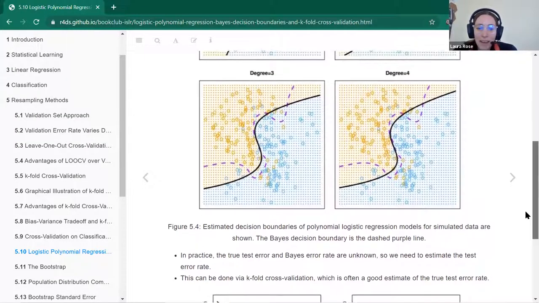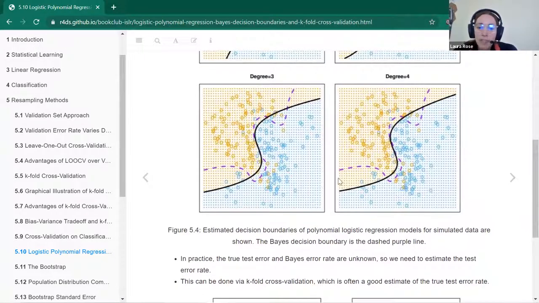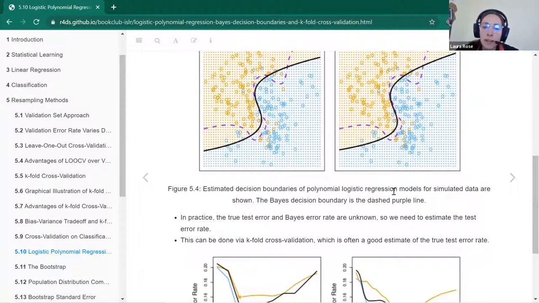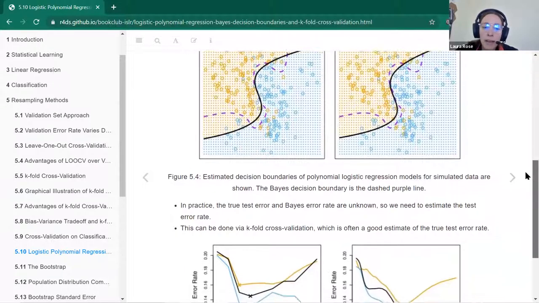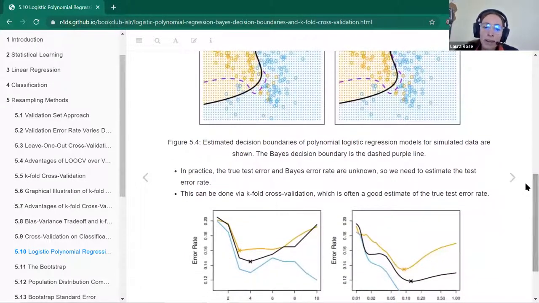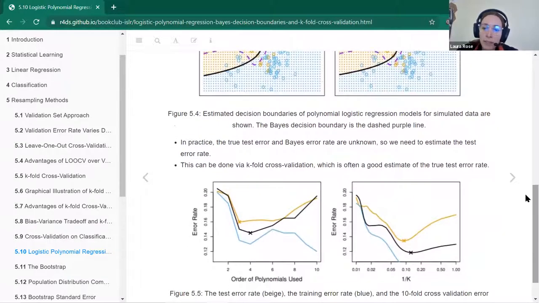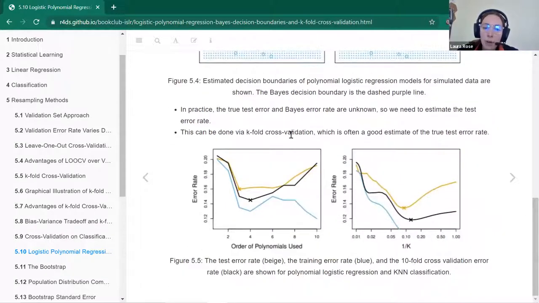Thank you very much. So you get to degrees 3 and 4, right? And you can see how it's getting closer to that Bayes decision boundary. And this is the simulated data, I believe, from chapter 2, if I remember correctly. So the true test error rate and Bayes error rate are obviously unknown in practice. This is simulated data, so it's a good illustration. And so we have this nice little illustration down here of k-fold cross-validation compared to the test error rate. The training error rate, which is in blue, does go up, but it does continue to go down, right? And then here it just falls to zero.